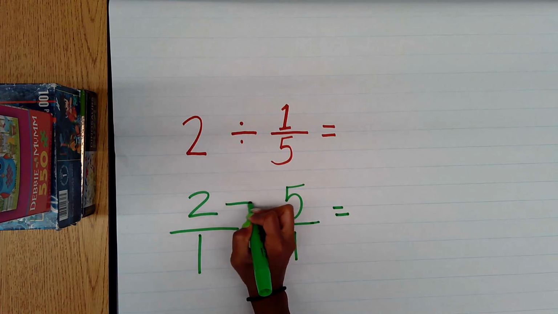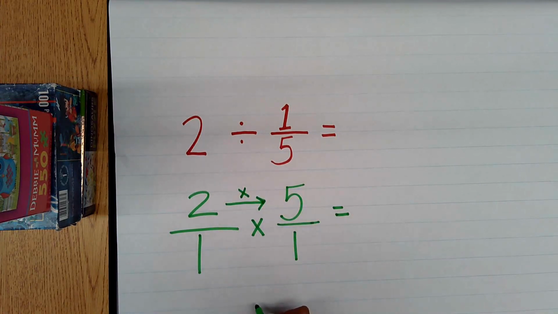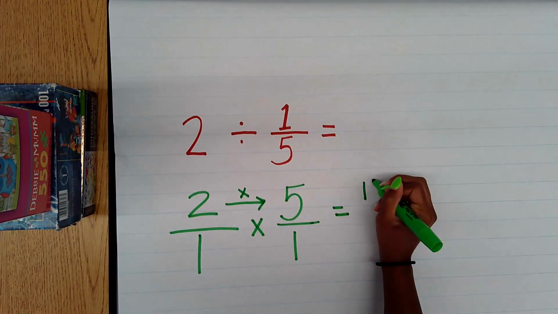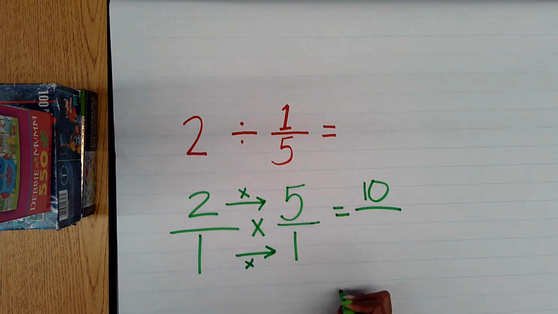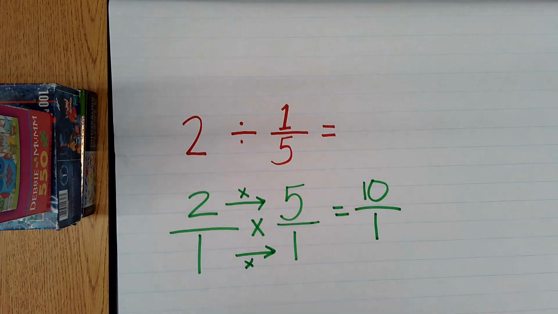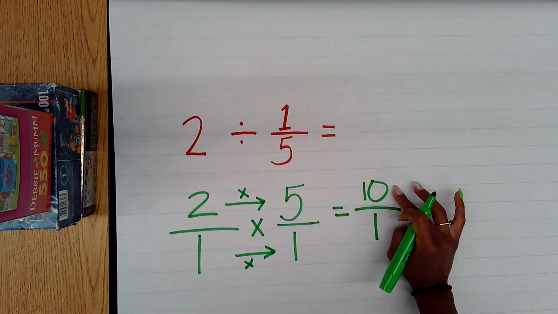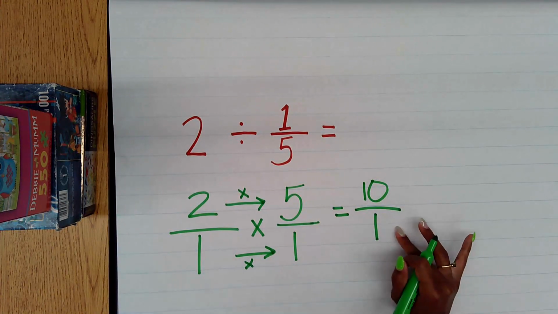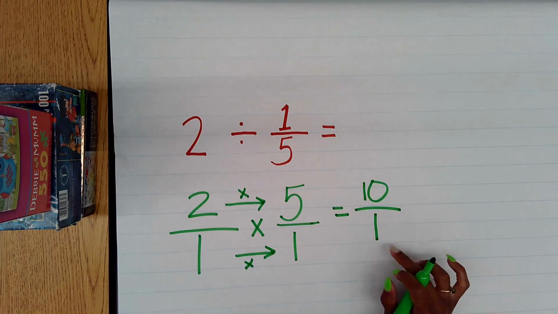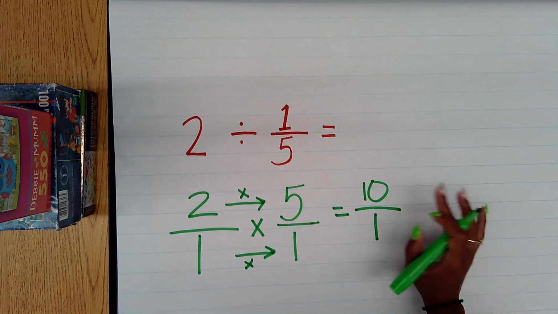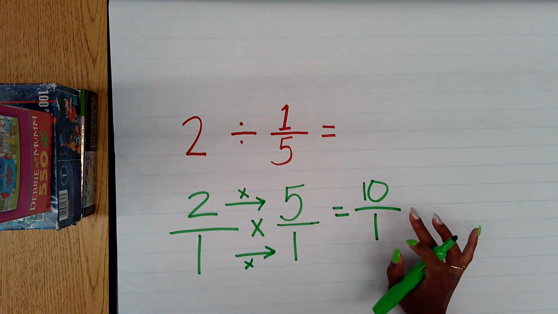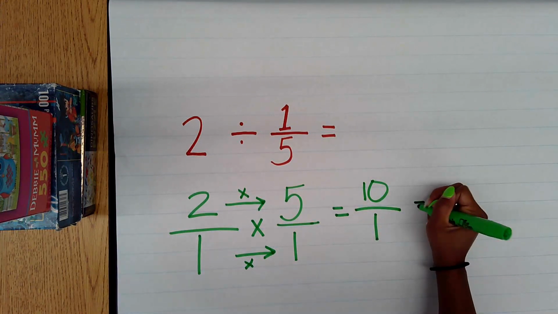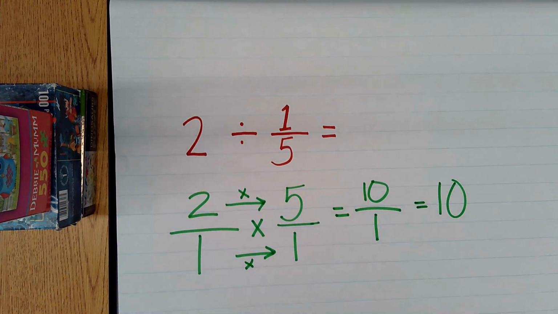And again, that just means I'm going to take my two numerators and multiply them to give me 10. Then I'm going to take my two denominators, multiply them to give me 1. This is called our improper fraction. Our numerator is bigger than our denominator. We cannot leave improper fractions as our final answer. 10/1, our fraction bar means to divide, so 10 divided by 1 gives us a final answer of 10.